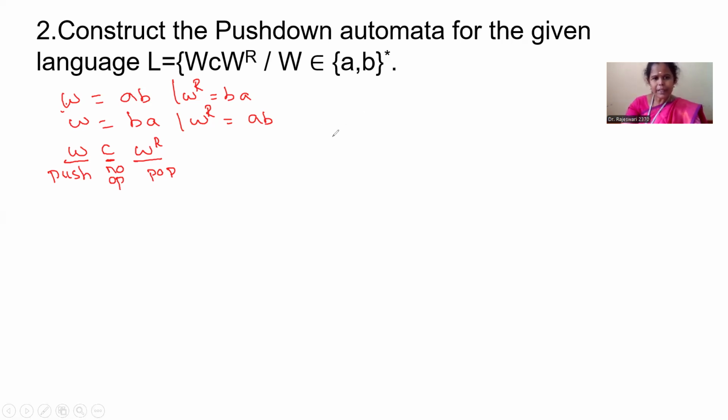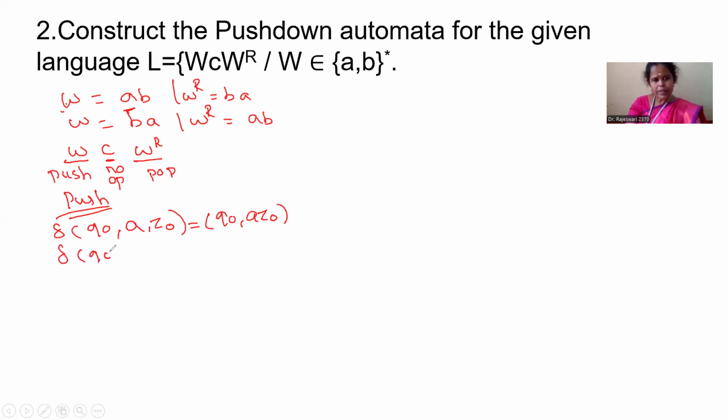Let me start writing the transitions here. Transition function: let us write for the push operation first. The transition function will start with q0, and in the beginning, the first symbol itself can be A. The bottommost element of the stack contains the initial element, is it not? So how do you write? It is a push operation: δ(q0, A, Z0) = (q0, AZ0).